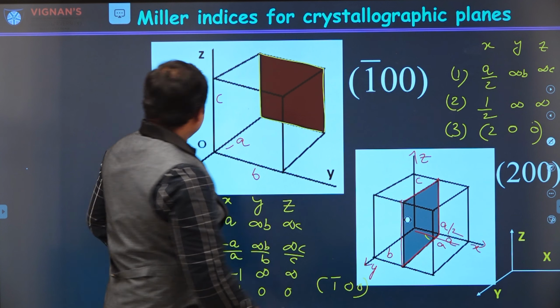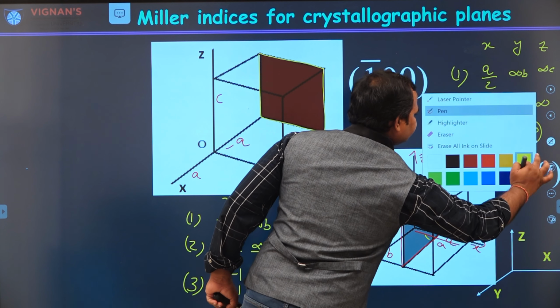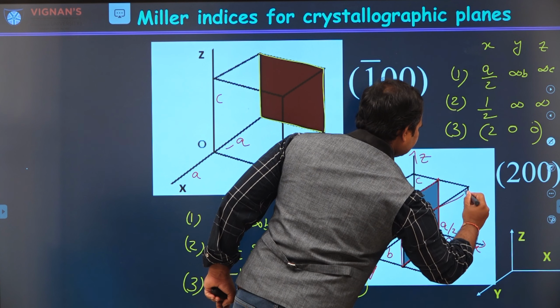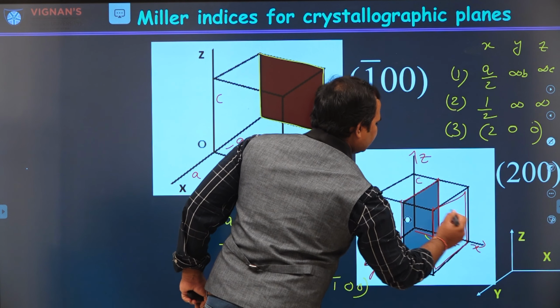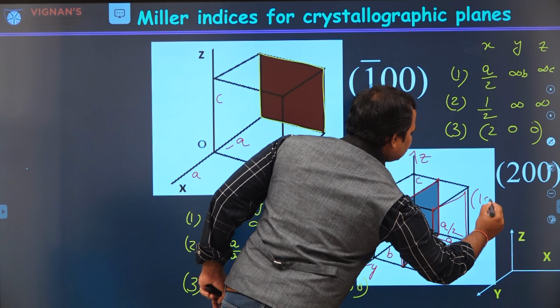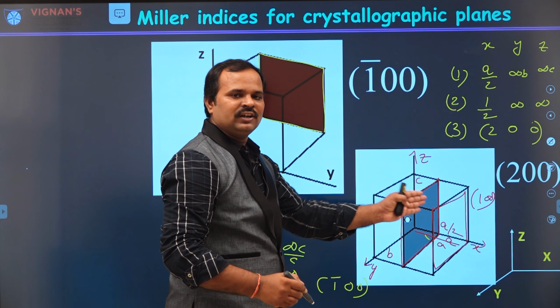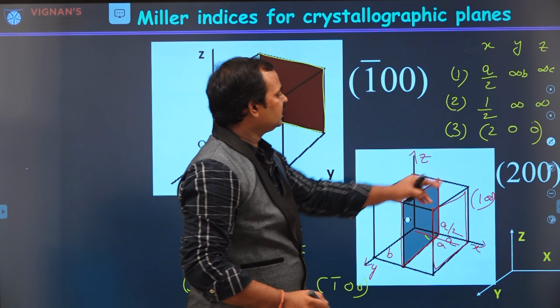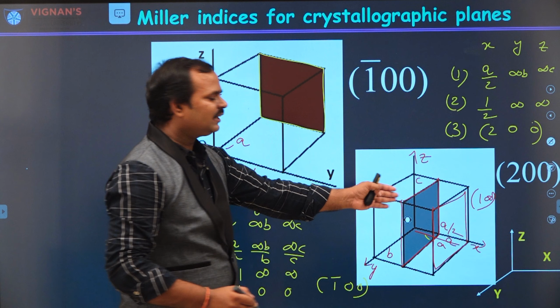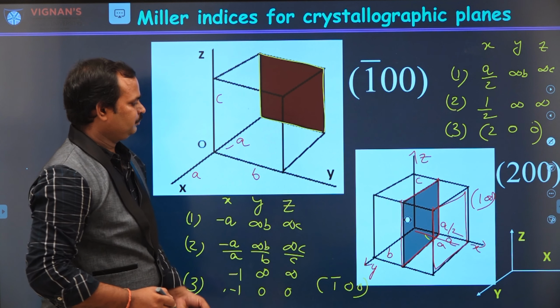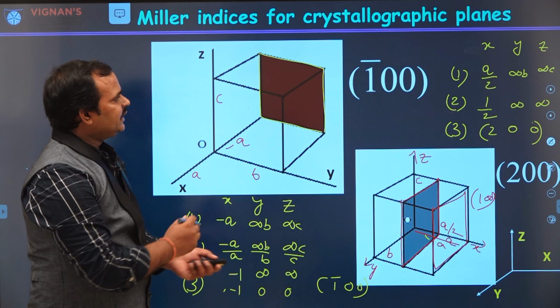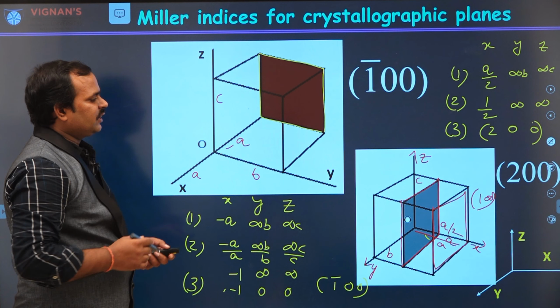If you see, this is a 1 0 0 plane, and this is exactly at half of the lattice parameter, that is 2 0 0. So these are a set of parallel planes. So in this way we can find out Miller indices for these kinds of examples.